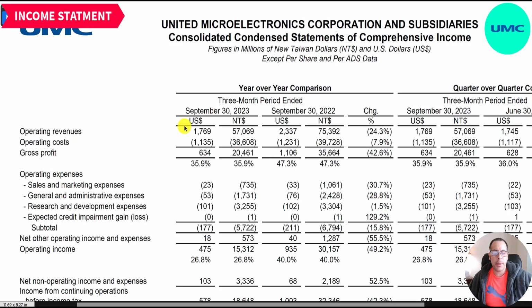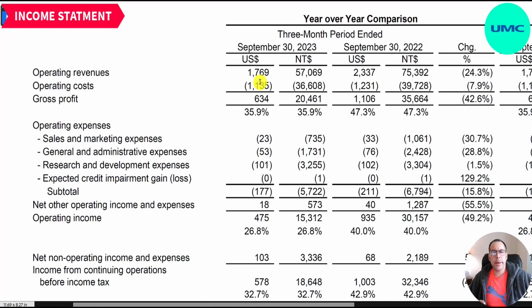This is their income statement. And they show the numbers in US dollars and new Taiwan dollars. So revenue in the third quarter of 2023, 1.8 billion, down from 2.3 billion. The expenses tied to generating the revenue are 1.1 billion. So gross profit 630 million, down from 1.1 billion. Margins are also down quite a bit, from 47% to 36%.